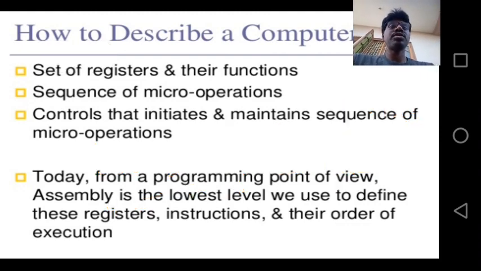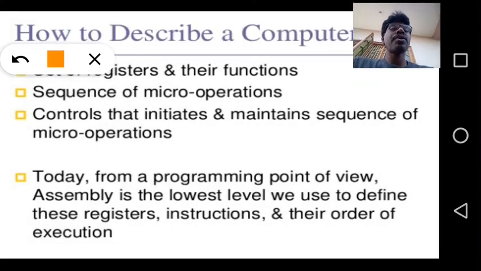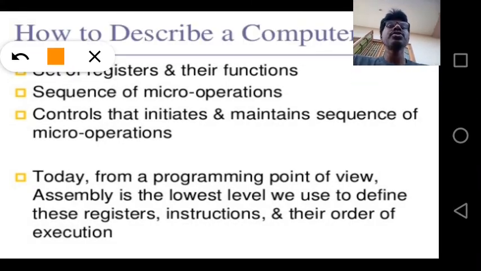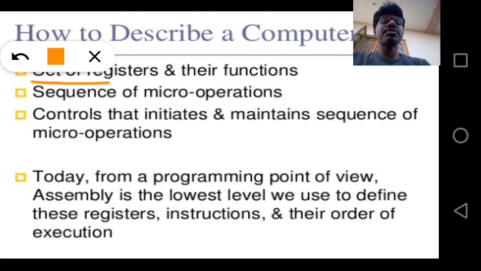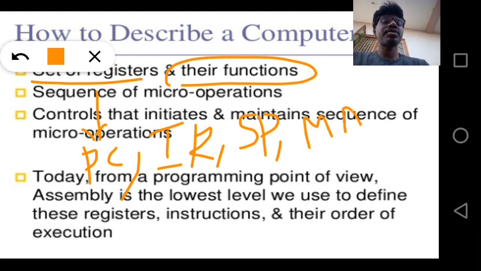So this is about some important points about instruction set architecture. Here we see a set of registers and their functions. How many registers it can contain, like program counter, instruction register, stack pointer, memory address register, memory data register, accumulator, like that.